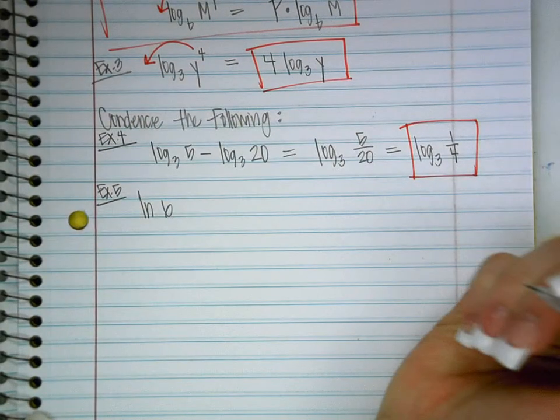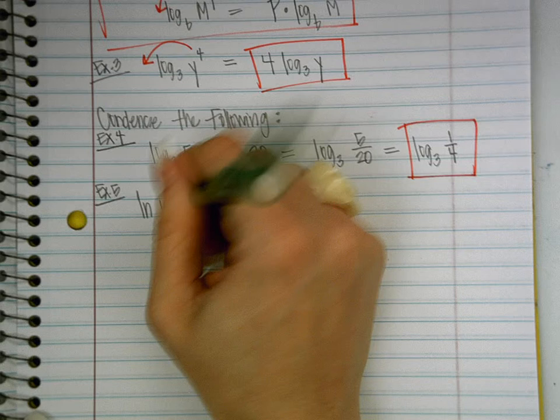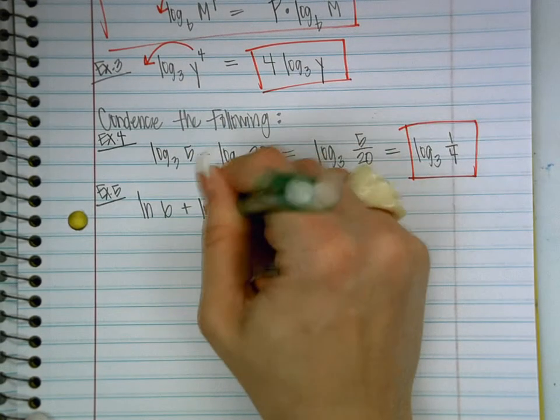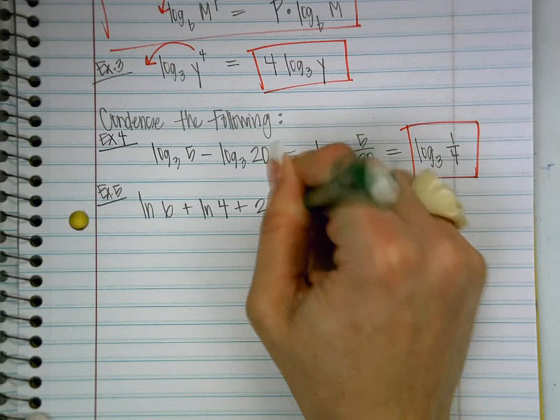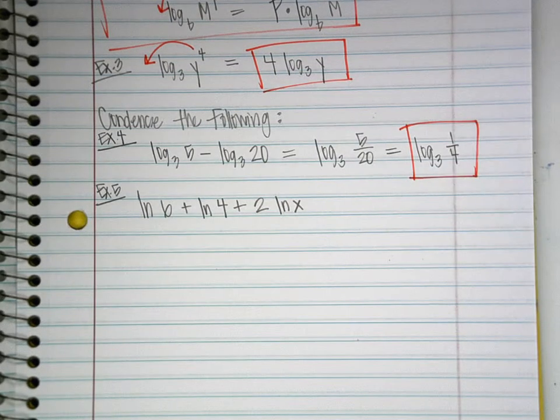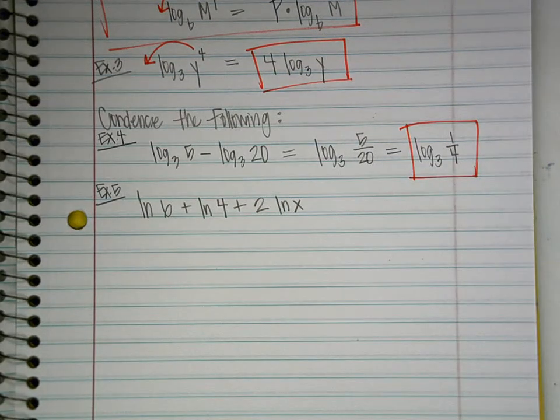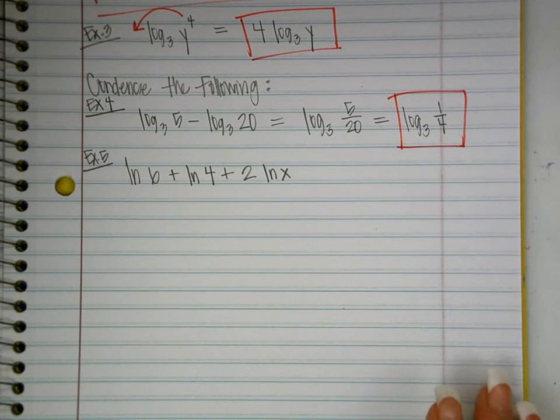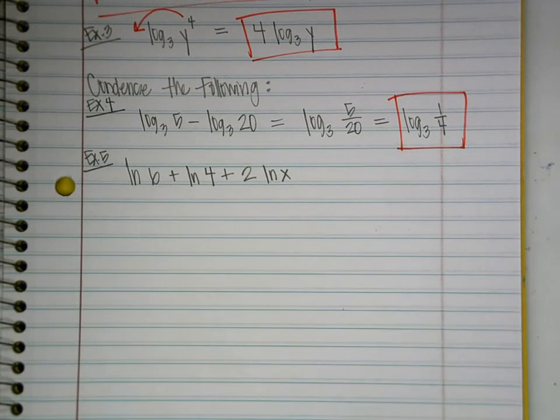ln means natural log. 6 plus natural log 4 plus 2 natural log x. ln, you treat it exactly the same. Okay, if you were going to write it in exponential form, what would you have to change it to be? Log base e. Okay, but I'm not asking for that, so leave it. You can just leave it as ln.